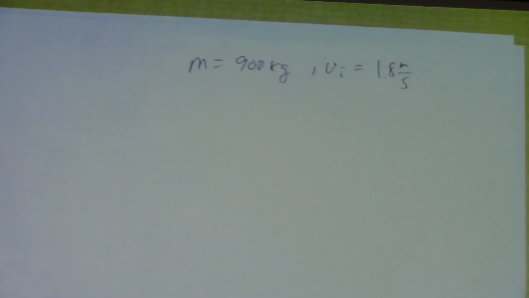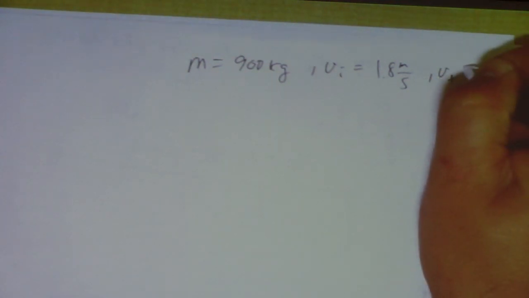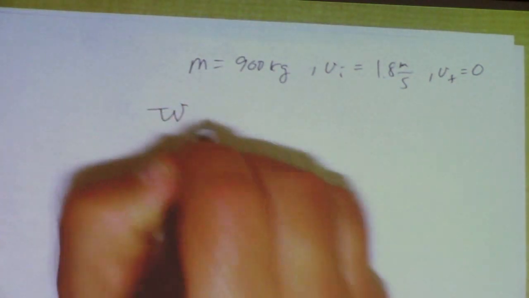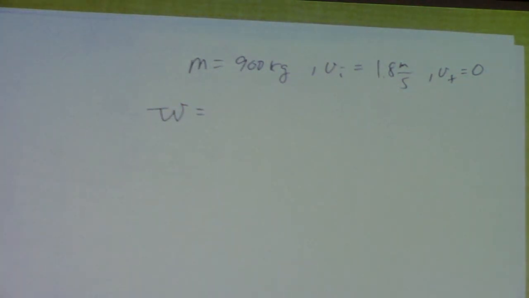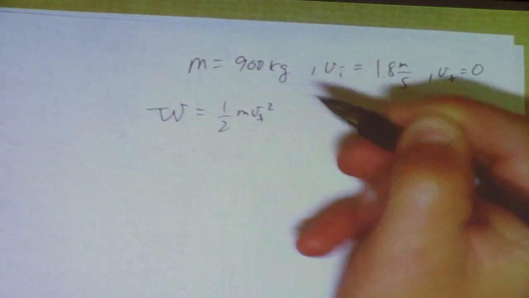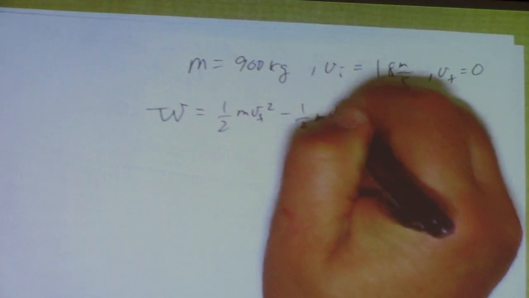Okay, so again, you might have different numbers than I do. Mass of the log and Sam, 900. Initial velocity of 1.8. And Sam stops it, so the final velocity is 0. So the work, you can think of the work energy theorem, there's a lot of parts to it. The part we could utilize here is 1/2 mv final squared minus 1/2 mv initial squared.